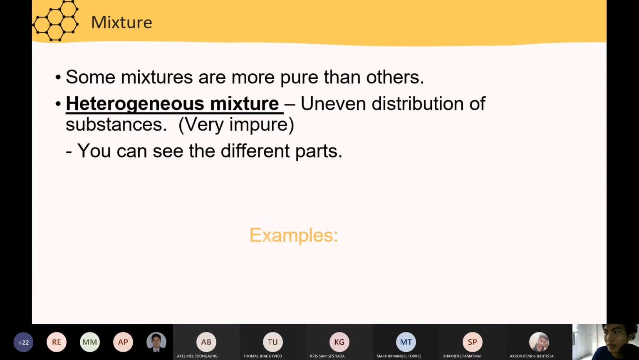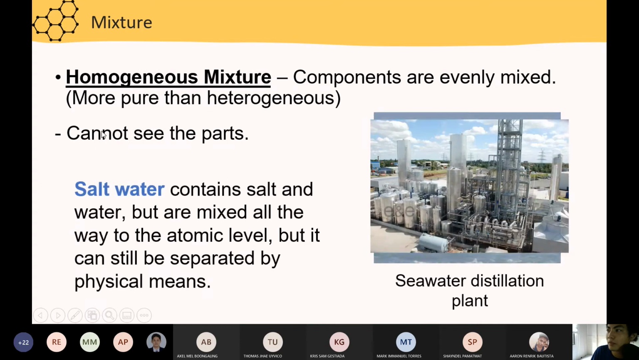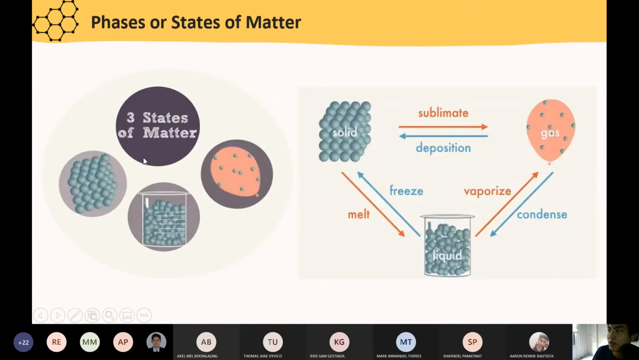Pag heterogeneous, pwedeng kamayin, no? Okay, pwedeng i-filter pa rin. Okay? So, and for homogeneous, components are evenly mixed, cannot see the parts. Ito na, let's talk about the phases of matter.